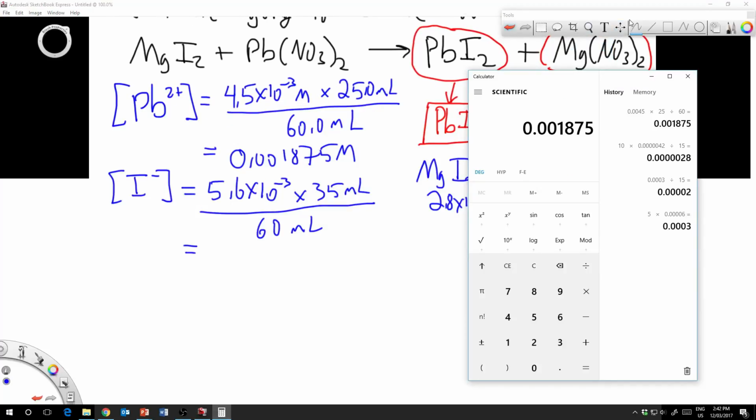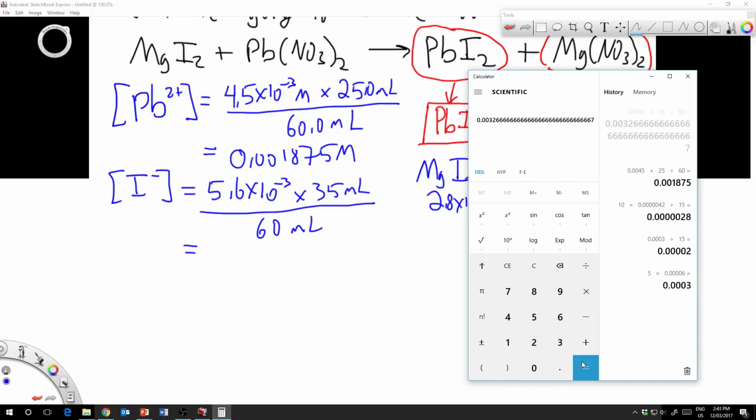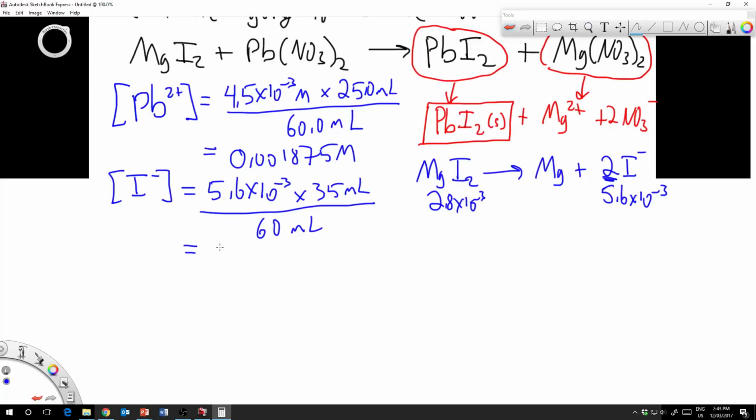All right, so 5.6 e negative 3 times 35 divided by 60. So we get 0.00327, 0.00327 molar. There you go. Now you have our concentrations. All right, so we have our concentration of lead ions, we have our concentration of iodide ions.